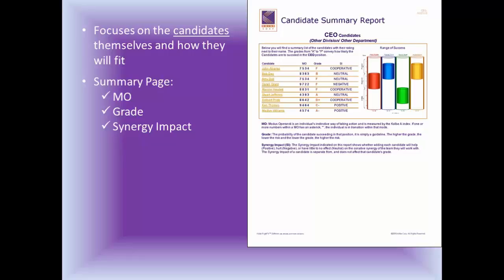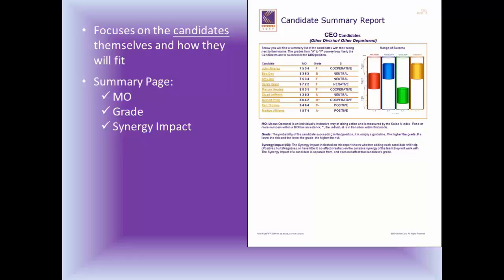The candidate reports focus on the candidates themselves and how they will fit in that role. So the first one is the summary page, and that shows all of the candidates that you're looking for, or as many as you want to look at any given time. It gives the summary of who are they, what's their MO, what grade have they been given when we've compared them against the range, and then if you include it, how do they affect the synergy on a team that they will be working with in the company.